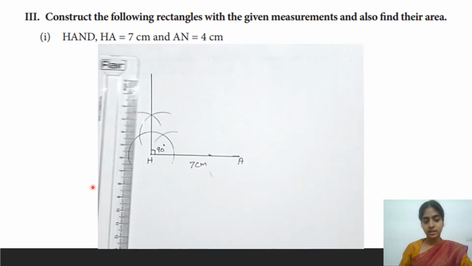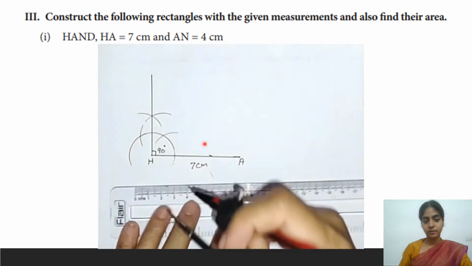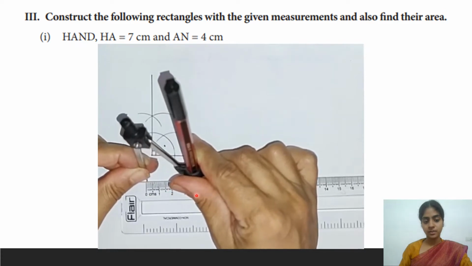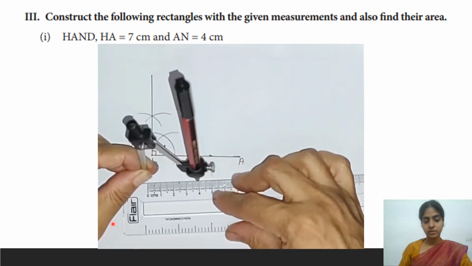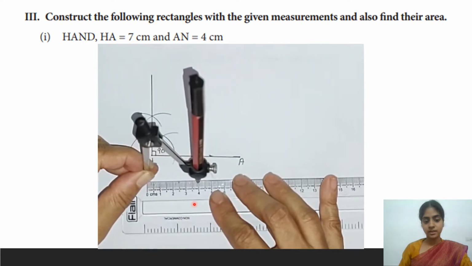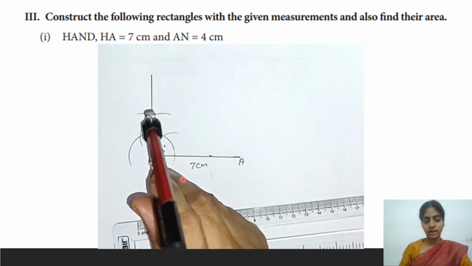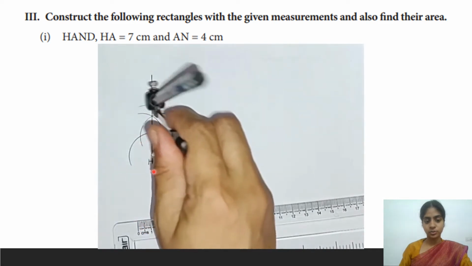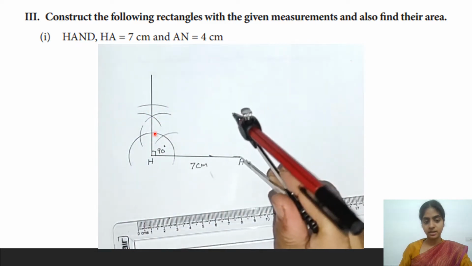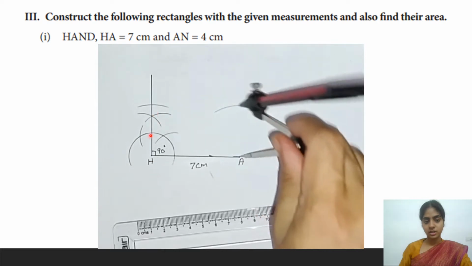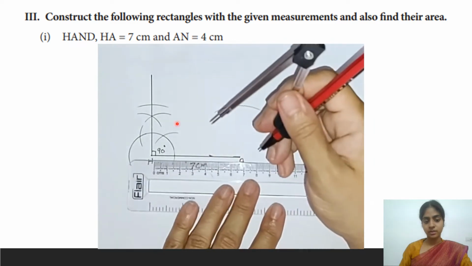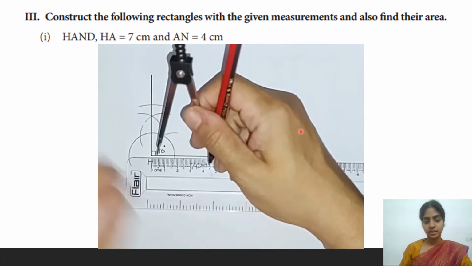We take the scale and the compass, take AN 4 centimeter. So we take the measurement 4 centimeter, 0 to 4. After we take 4 centimeter, we make a curve from the H point. So till here it is 4 centimeter. So this is HD. HD and AN will be of the same length. So we are marking both HD and AN.